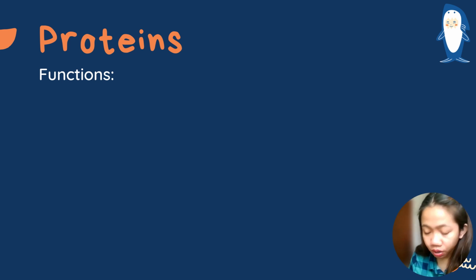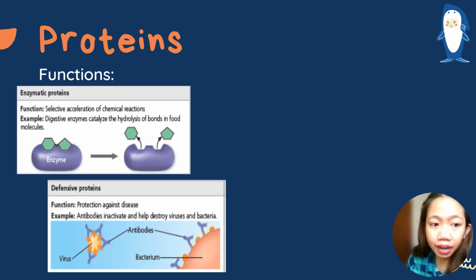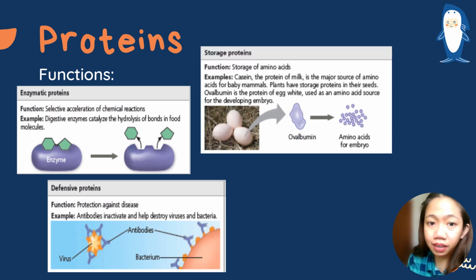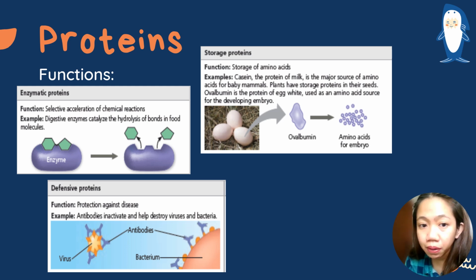Right, so further discussing the function of proteins, we have defensive proteins in the form of antibodies. Antibodies attach themselves to viruses and bacteria in order to neutralize them so they will no longer harm the living organism. Next, they can also store proteins or amino acids. For example, milk is very nutritious because it is a reservoir or a source of important amino acids needed by our body.